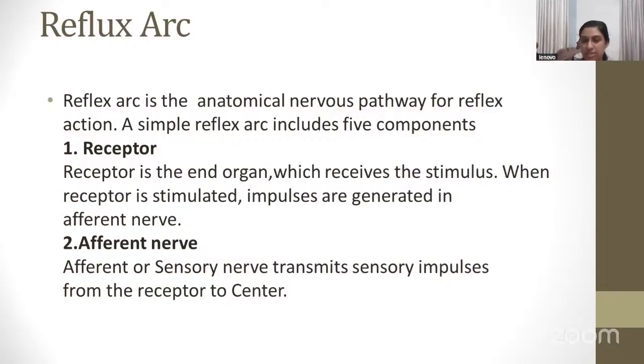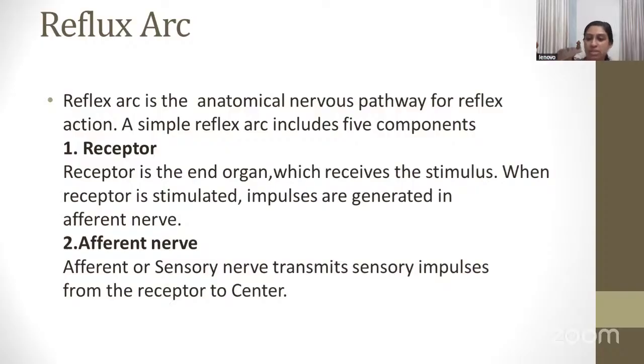That's the mechanical stimulus received by the receptor, which transduces that mechanical stimulus into an electrical stimulus. And when the receptor is stimulated, impulses, that is electrical stimuli, are generated in the afferent nerve. So the second part is the afferent nerve.